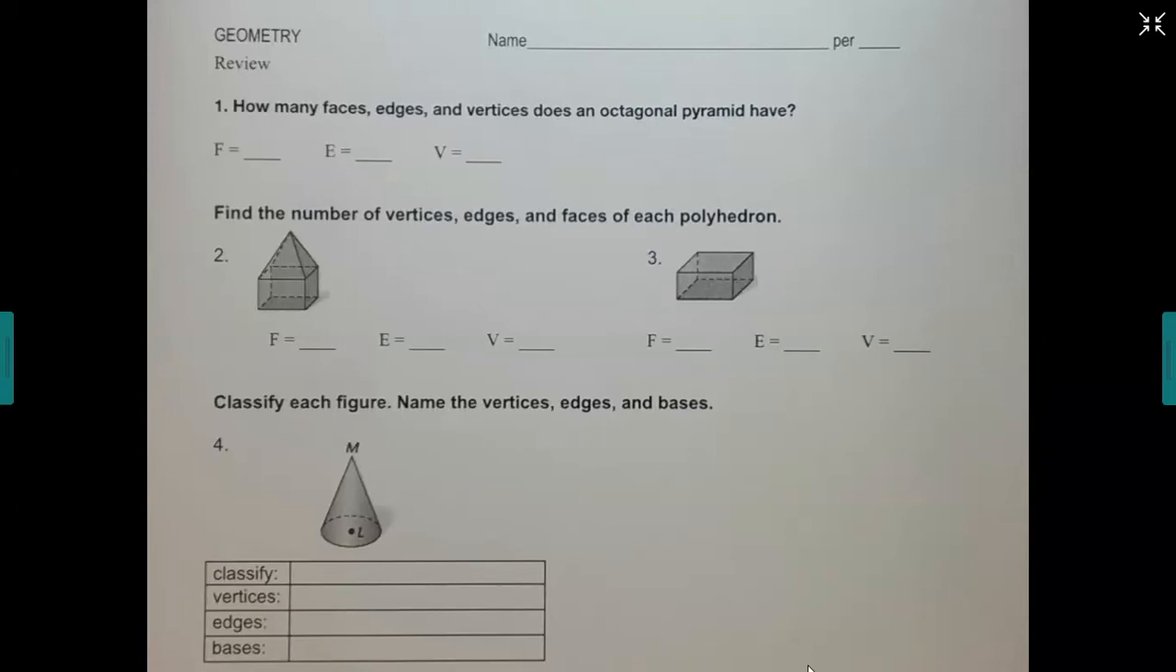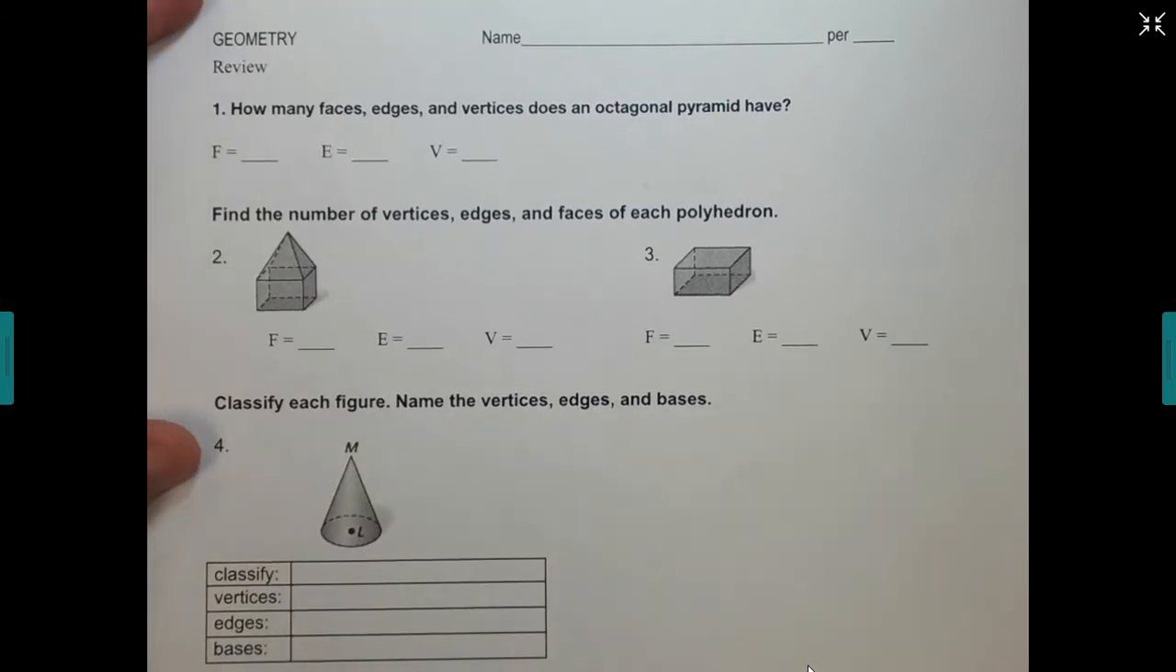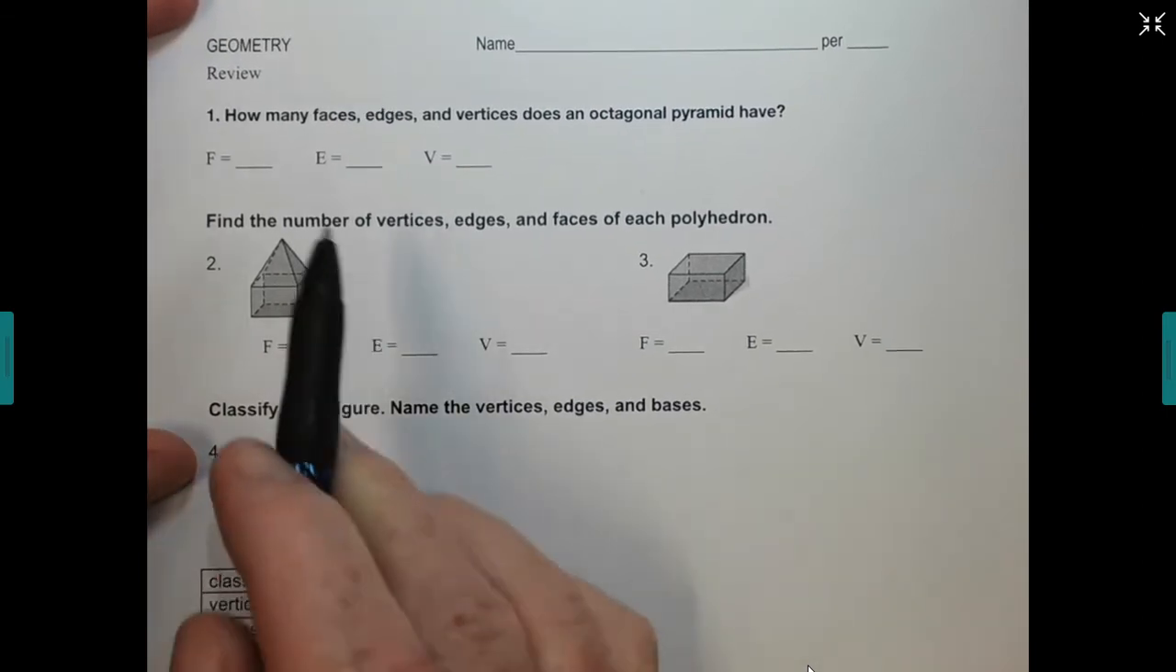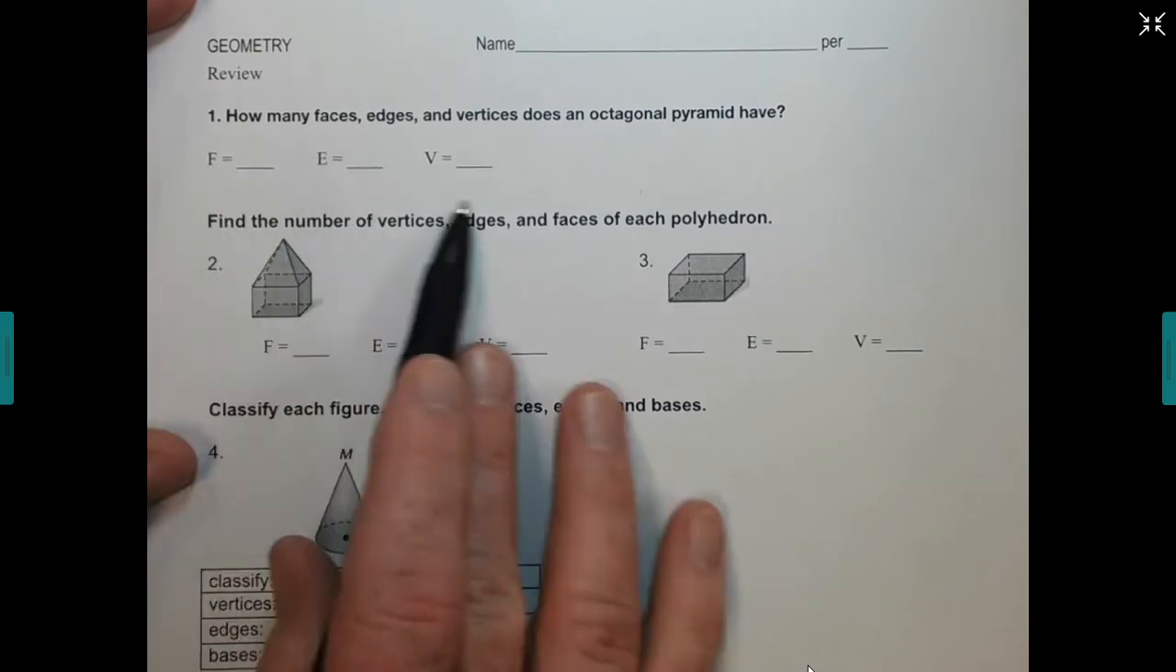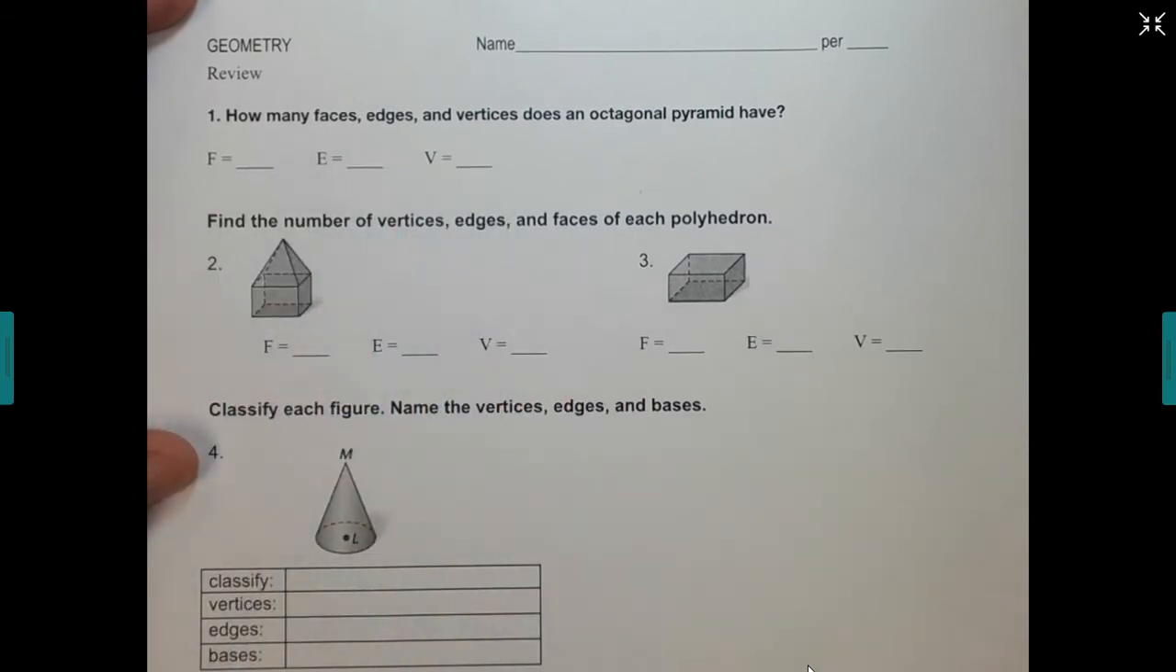All right, guys, here we go. One more review. This is for 3D solids. All right, how many faces? Oh, and again, I'm going to go pretty fast. So if you need to pause, rewind, do what you need to do to try and see where I'm getting the answers that I'm coming up with.